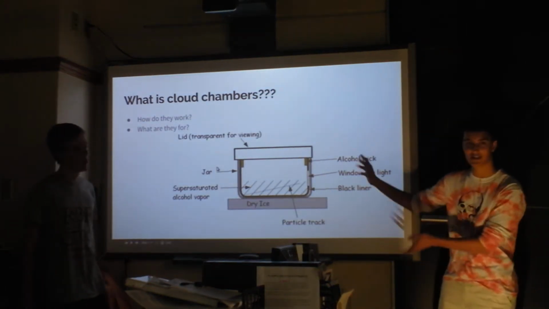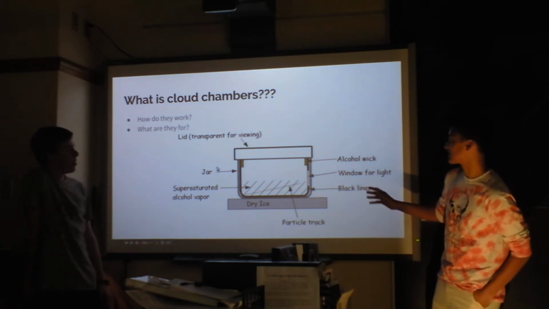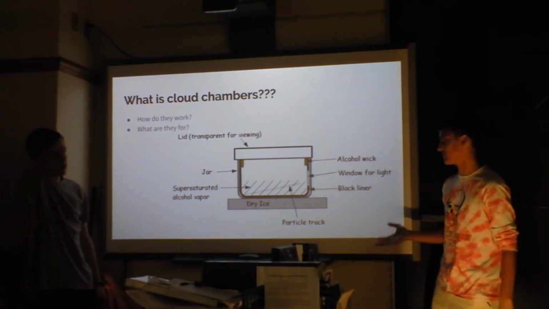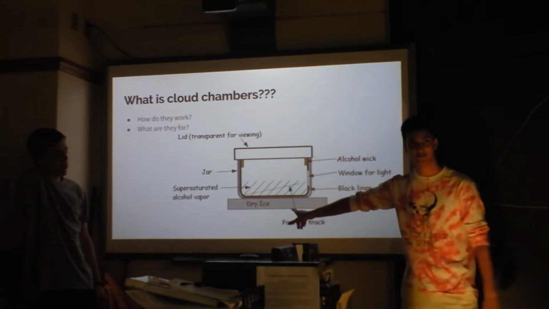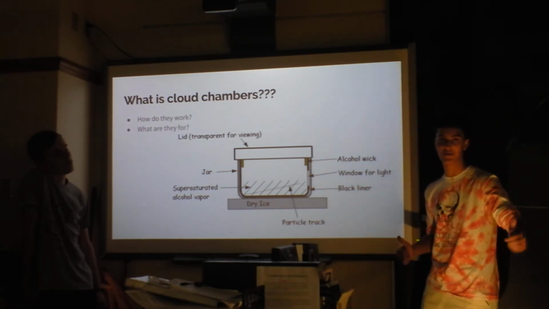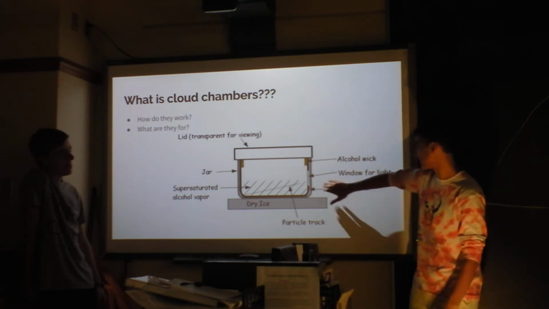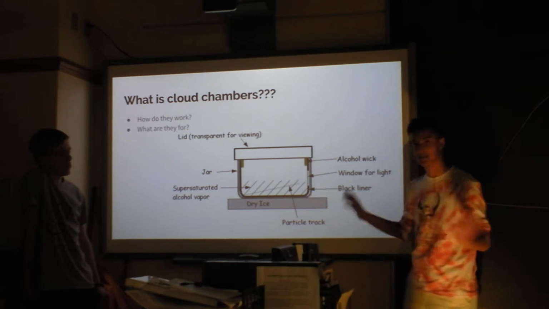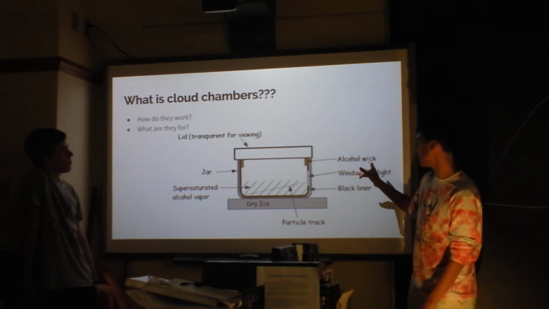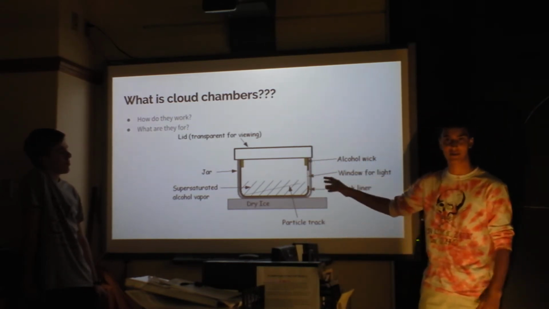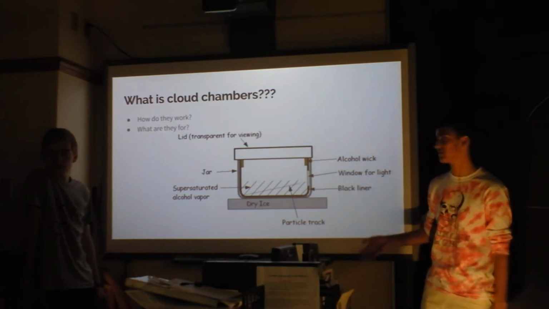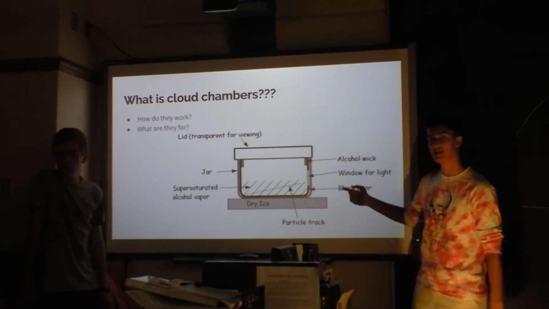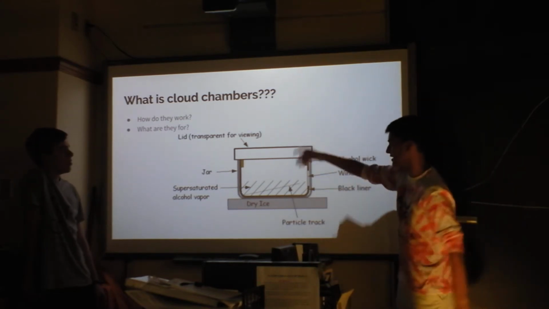Okay, so what is a cloud chamber? Basically, this is what we did too: we took some dry ice here, which is super cool stuff. You should play around with it, but be careful. Some black lining in here. You want some light to get in so that you can see things. You need some alcohol. Preferably, we use like 92% isopropyl alcohol, and you're gonna soak some felt or something here. It's an alcohol wick, and then a containment and a transparent lid.